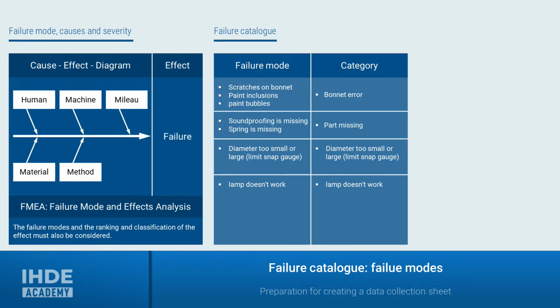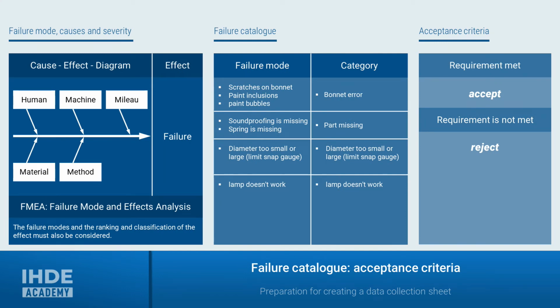Examples of different types of defects would be, for example, scratches on a bonnet, paint inclusions on the bonnet, or paint bubbles on the same. For example, these three errors could be grouped under the category bonnet errors. Other types of errors in other categories would be missing soundproofing, or a missing spring, or a component may be too large or too small in diameter, or a lamp may simply not work.